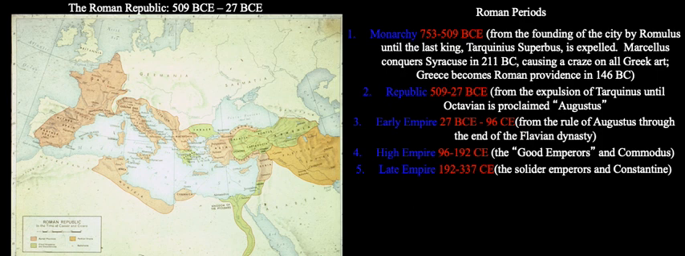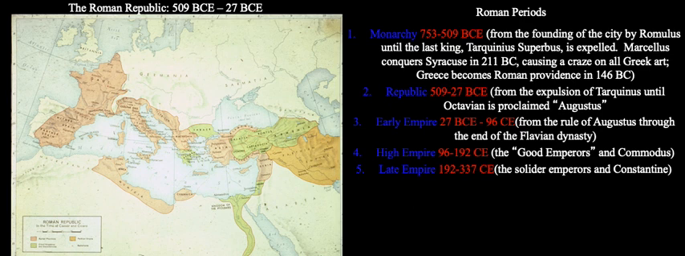There's still a Senate, but we have a primary leader. And the early empire dates from 27 BCE, which is when Octavian becomes Augustus, and goes through the end of the Flavian dynasty. So from an architectural point of view, the Colosseum is the Flavian amphitheater. So that dates from this time frame.